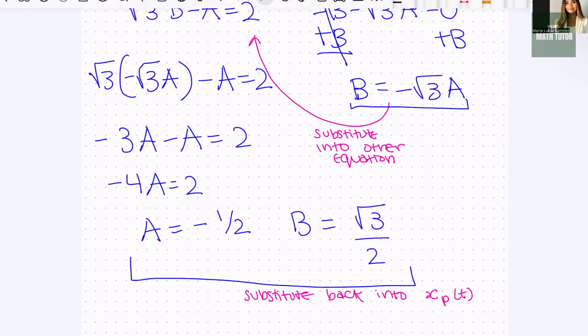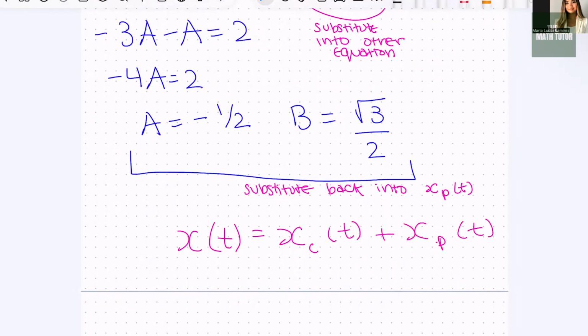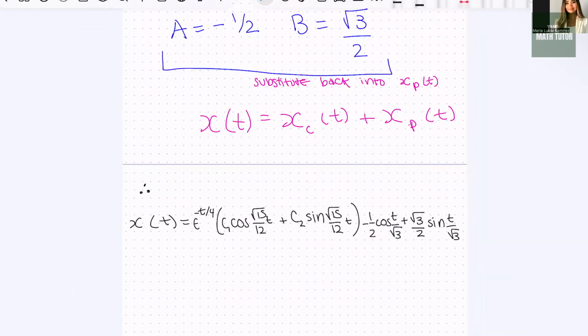So the question was asking for x of t, and x of t just equals x_c of t plus x_p of t. So the characteristic equation and the particular equation. Okay, so therefore x of t equals this whole thing right here. And yeah, I hope you guys enjoyed the video.